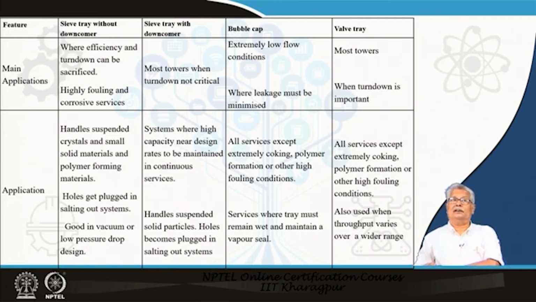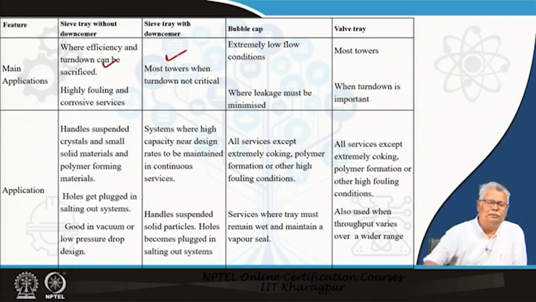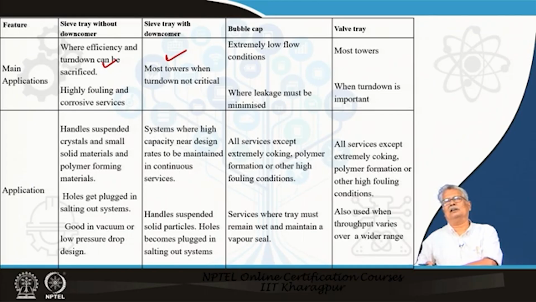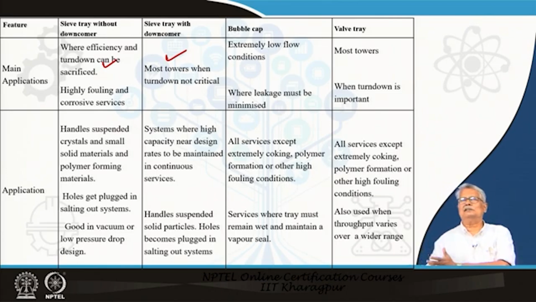This is perhaps a very important point regarding applications. The main application in case of sieve tray is when efficiency really does not matter. That means you require a few number of stages. So you can go for a sieve tray with or without downcomer when you really require a few number of stages. So if you provide 100% extra number of stages, it really does not matter. The cost is also not much. Instead of 2, we are going to provide 4 or 5 trays. So that should be okay, and because it is cheap to make also.